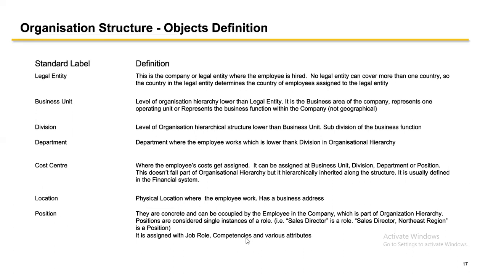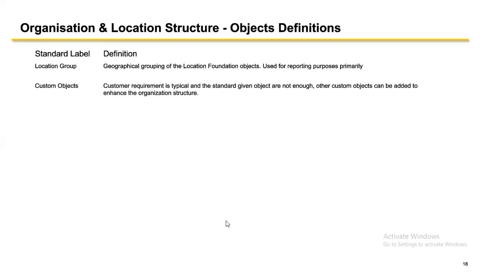Position is basically a seat where the person is sitting in the company. So it means, for example, the sales director, sales northeast region. It is assigned to the job role and the competencies we have. So this is about the position. Now this is related to the location group. For example, we want to club all the locations into one group, so we can club it. For example, Noida, Delhi, and Gurgaon, we want to club into one group, that is the NCR. So we can club that.